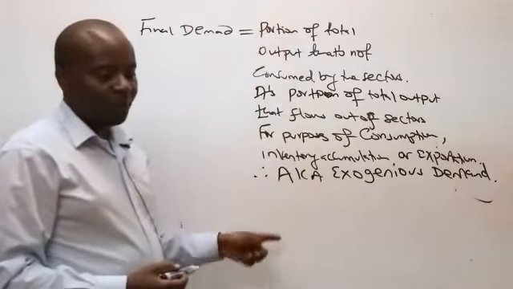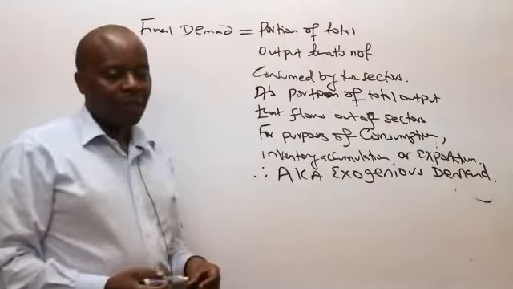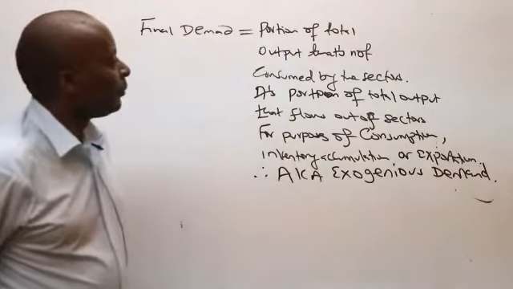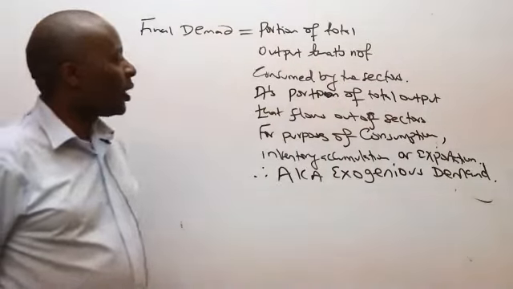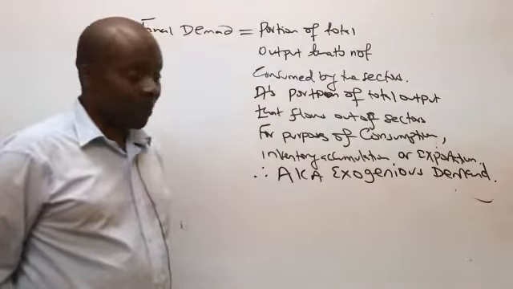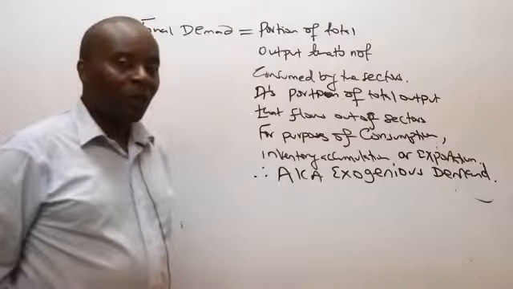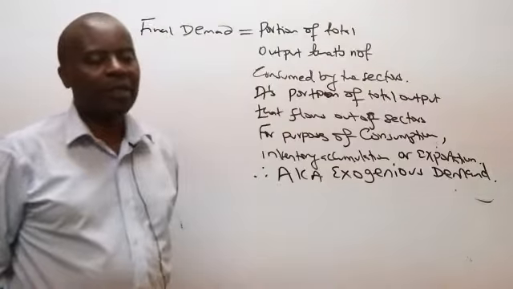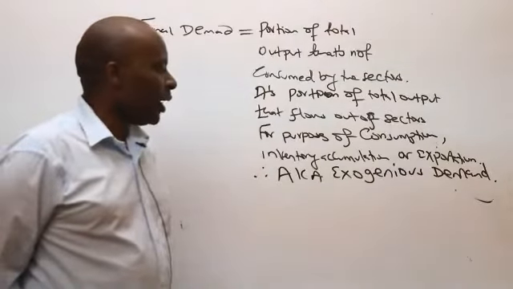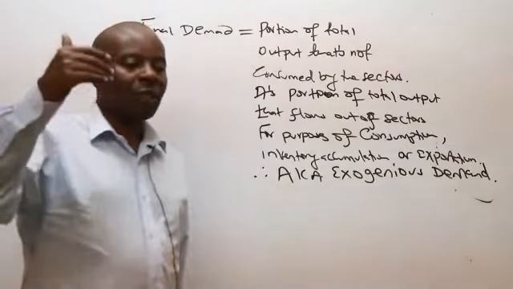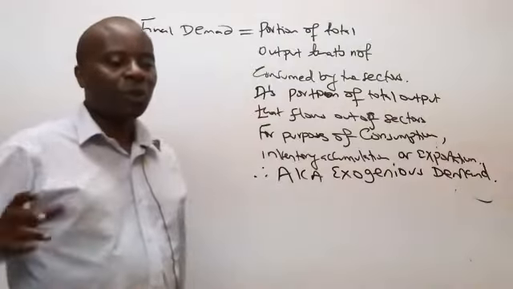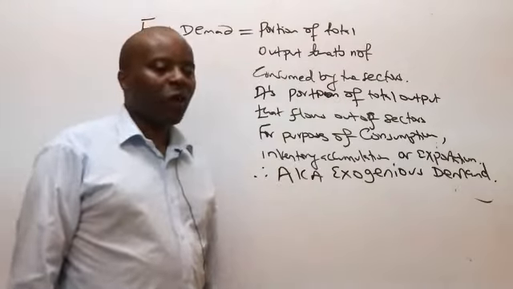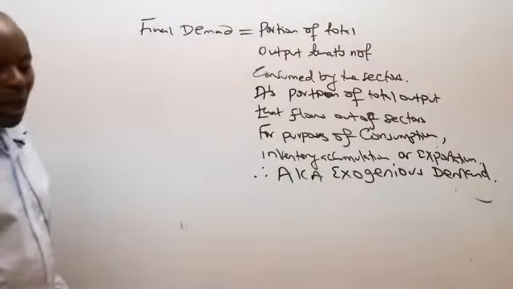So have we written up to here? Not yet, okay. Portion of total output that is not consumed by the sectors. It's the portion of total output that flows out of the sectors for purposes of consumption, inventory accumulation, like what we normally take to Kenya, this KPCU, growers, or what is even exported out of the country. The major thing is that you're not utilizing that inside the sectors again. This is the opposite of what we call intermediate demand.